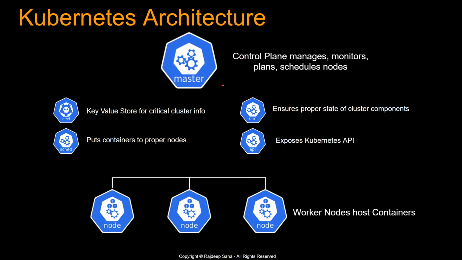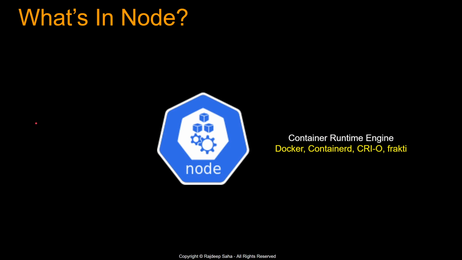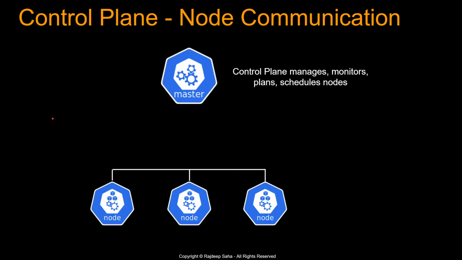Now let's take a look at the node. So to run your container, the node needs to have a container runtime engine. Container runtime is the software that is responsible for running containers. Kubernetes supports several container runtimes such as Containerd, CRI-O, Frakti, and of course the most popular, Docker. So until this point, we learned about the 4 control plane components that help run your container in the nodes.